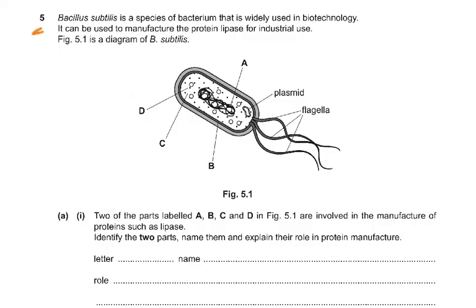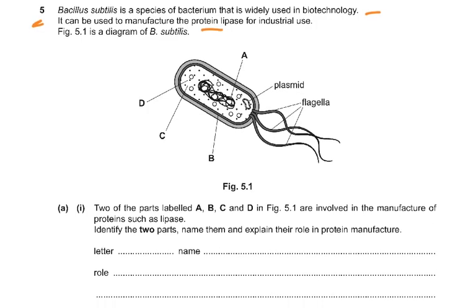Now we come to question number 5. Bacillus subtilis is a species of bacterium that is widely used in biotechnology. It can be used to manufacture the protein lipase for industrial use. Figure 5.1 is a diagram of B subtilis. Two of the parts A, B, C, and D.